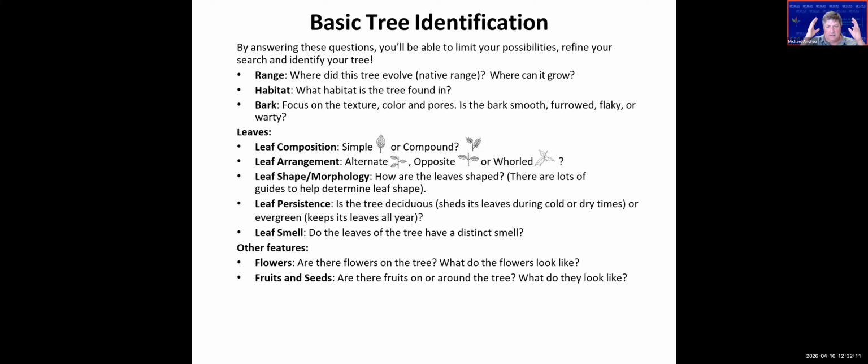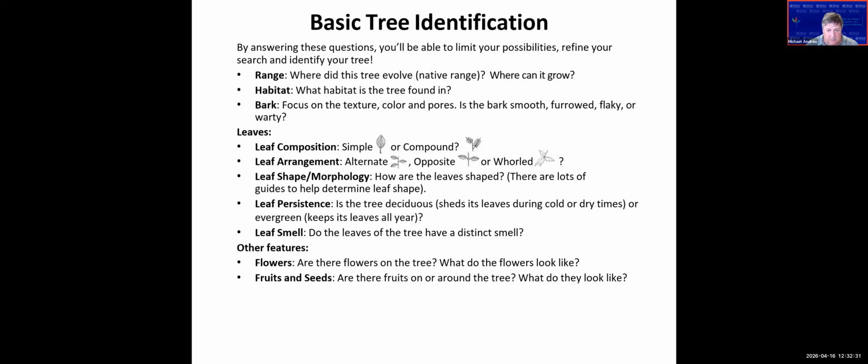You've got to make that determination, and it's very helpful to do because there's a whole lot of species that have simple leaves. Far fewer have compound. So as you're approaching a tree and beginning to think about identifying it, try to first make that decision: am I looking at a simple or compound leaf? Because that will help reduce the number of potential species.